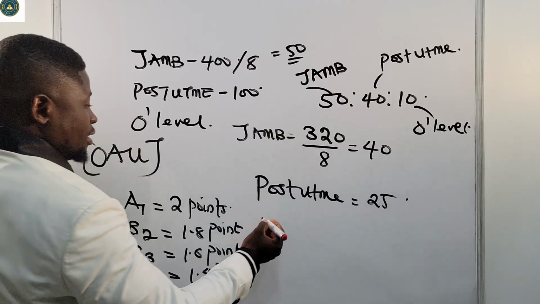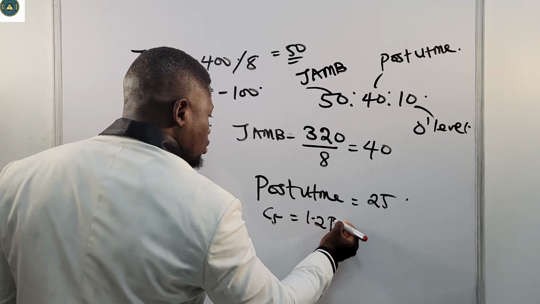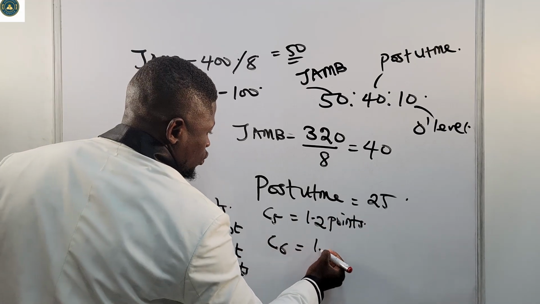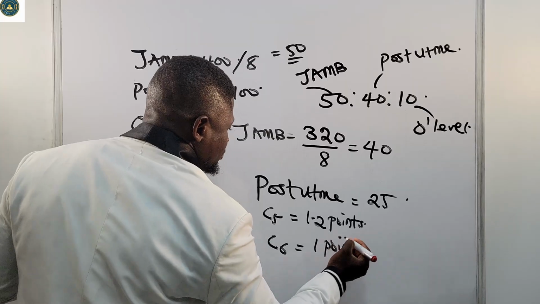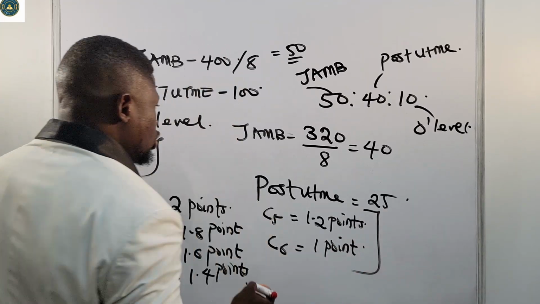Okay, after C4 is C5. If you have C5, it will be 1.2 points. And then C6 is 1 point. Okay, all right. So this is the grading system that OAU uses for your O level.